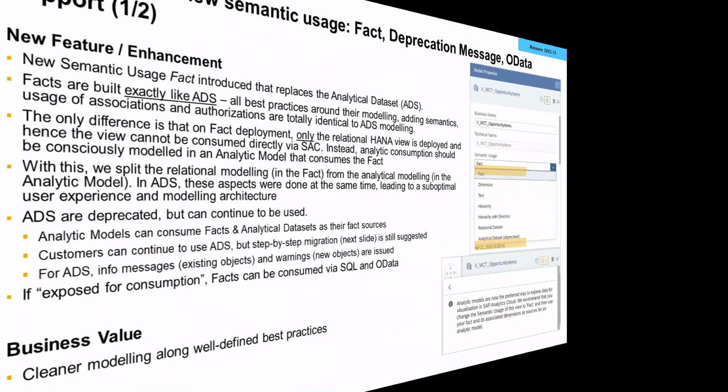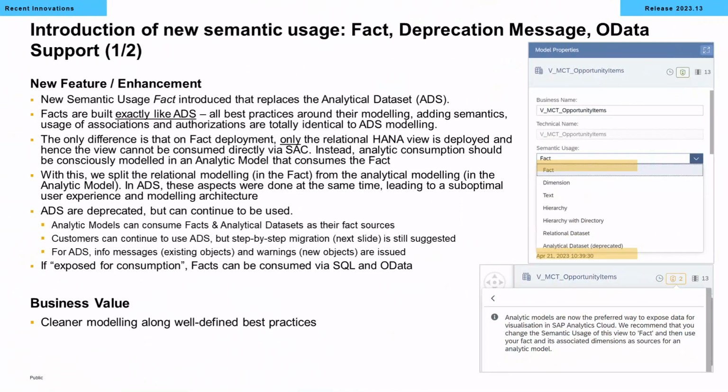With this wave, we're introducing a new semantic usage that we call fact, and that essentially replaces the analytic dataset, which in turn gets deprecated. Facts are, in all their essence, exactly like ADSs. So anything that you know and cherish around the modeling, the adding of semantics, the associations, the way you handle authorizations, the whole editing experience, is entirely the same as for analytical datasets.